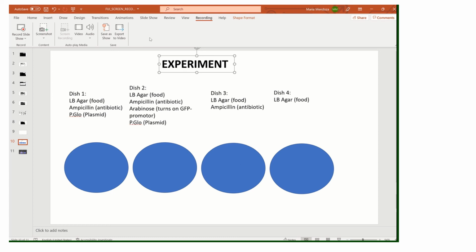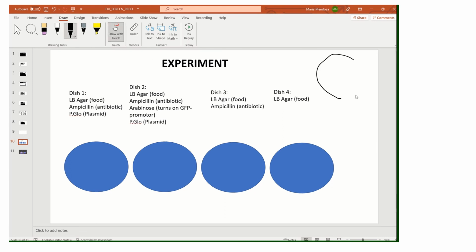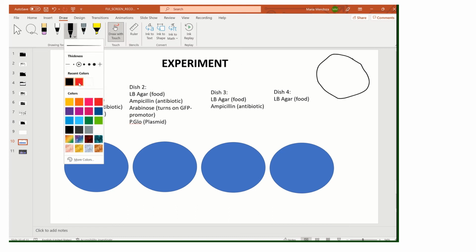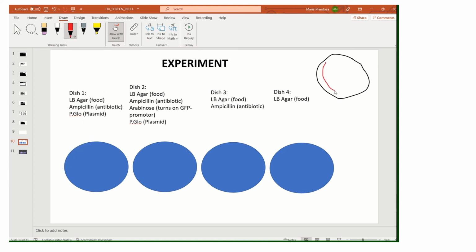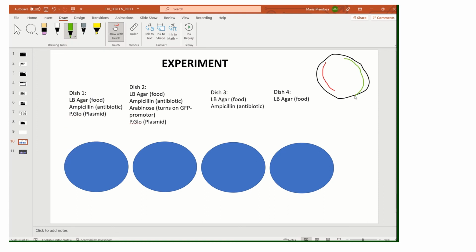And remember, I should redraw the plasmid here. Let's see. Okay, so the plasmid is the circular piece of DNA. And it usually carries about two genes. So in this case, we had the gene that gives you resistance to ampicillin, and we also have the gene that codes for the GFP protein. And this is called the pGlo plasmid.